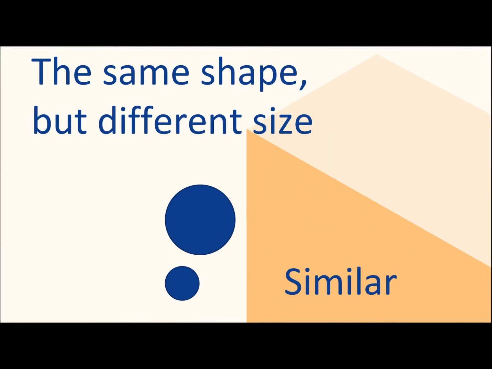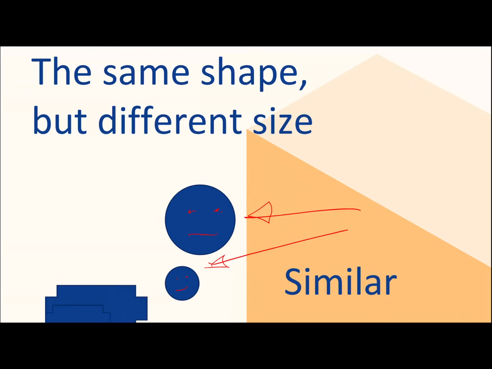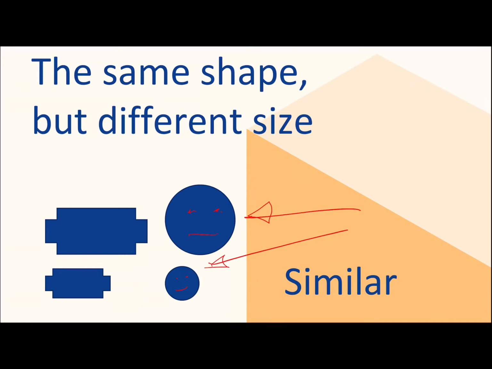So you can see these 2 circles here. They're both circles, but one is a big circle and one is a little circle. So they are similar. They'd be congruent if they were the same size, but they're different sizes, so they are similar shapes. And remember, circles are not polygons because they have that curve.